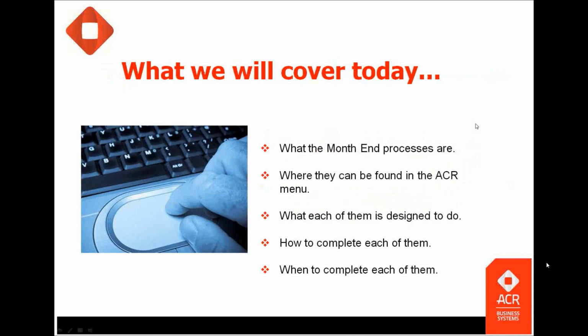So, what we're going to cover today, we're going to cover what the month-end processes are, where in the ACR menu you can find them. I am aware that people who've been using ACR for a while will probably be aware of where they are, but when we had a recent update of our menu searching, we did find that a few people were used to just typing in a certain search term and getting the top level menu, and may not necessarily have known exactly where they actually were kept in the default menu.